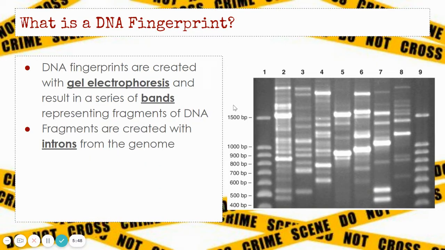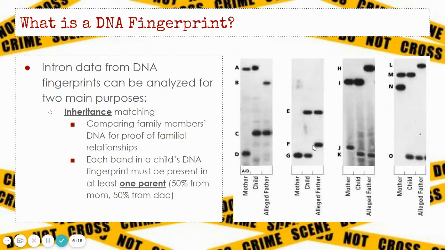So DNA fingerprints are created using a process called gel electrophoresis. The result is a series of bands representing fragments of DNA. Fragments are created with introns from the genome. So you can see here we have 9 different wells or 9 columns, and each of these little stripes you see, we refer to those as bands. And each person will have a unique set of bands because their introns are going to be unique.